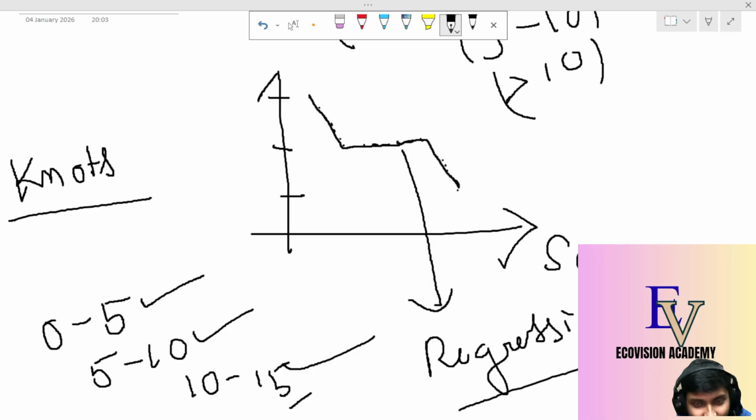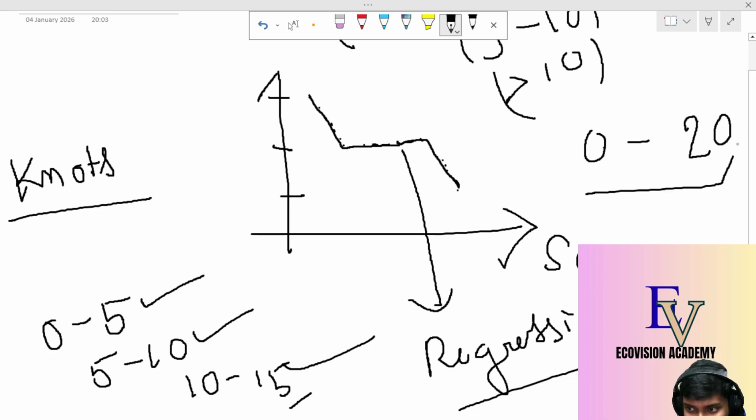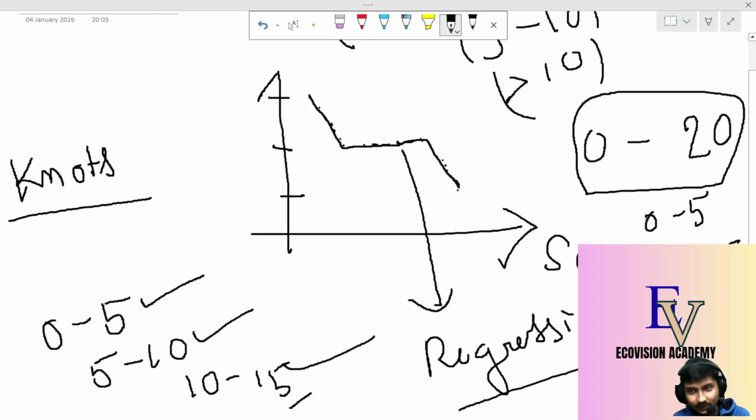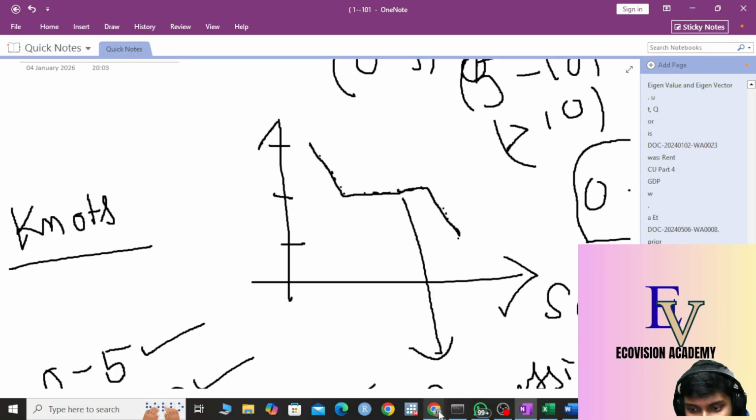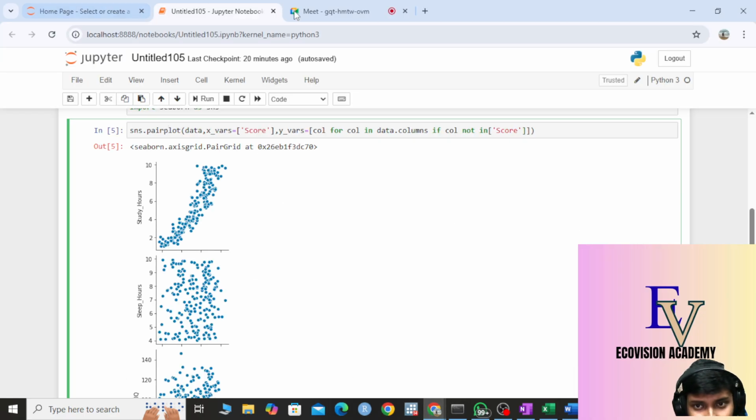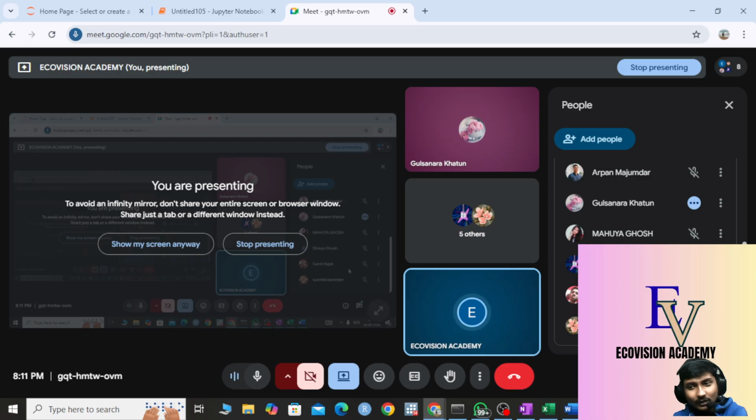So in this case also, suppose I give Python sleep hours from 0 to 20 hours. Python will generate categories on the basis of this. Python can generate 0 to 5 one, 5 to 15 one, and 15 to 20. Okay, now what we will do, we will go to Python. Up to this, is it clear to everyone?